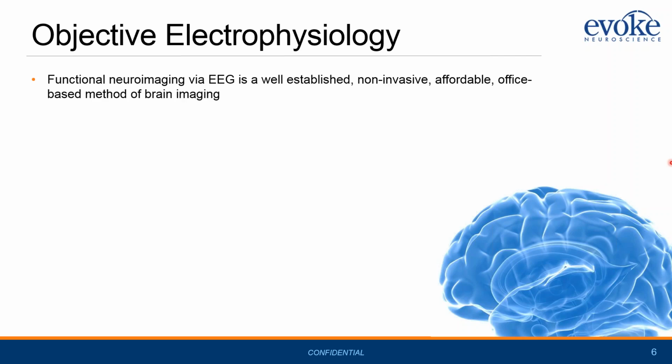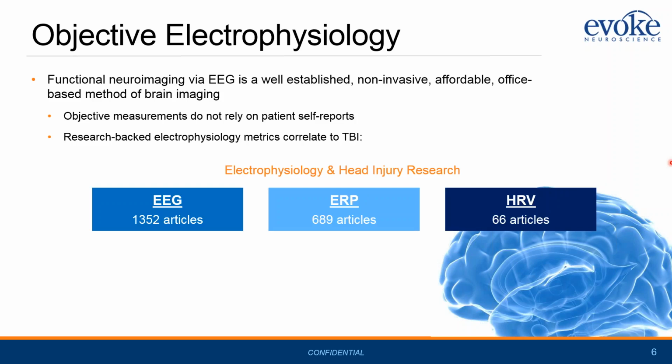And oftentimes those techniques are structural. So in the case of a TBI, when we have a functional injury, things like an MRI might not even be that valuable. So these objective measurements don't rely on self-reports, which is critical when we're talking about athletes that are just so eager to get back to play.